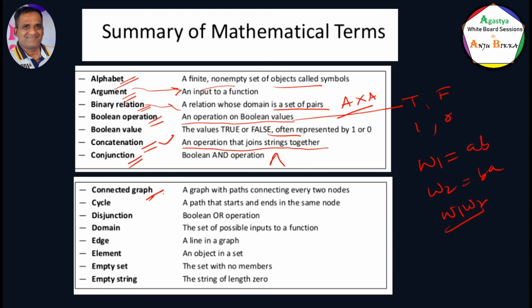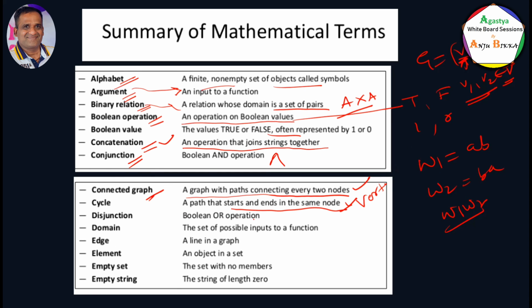And a connected graph, a graph with paths connecting any two nodes if a path exists. Now when we have a graph G = (V, E), you take any two nodes V1, V2 belonging to V. If there exists a path between these two nodes, then the graph is a connected graph. Then what is a cycle? A path which starts and ends with the same node. Nodes are vertices. Then it is called a cycle.